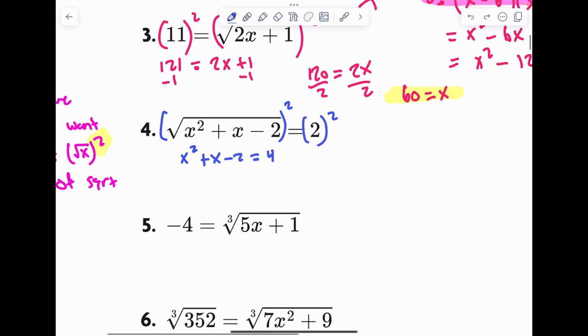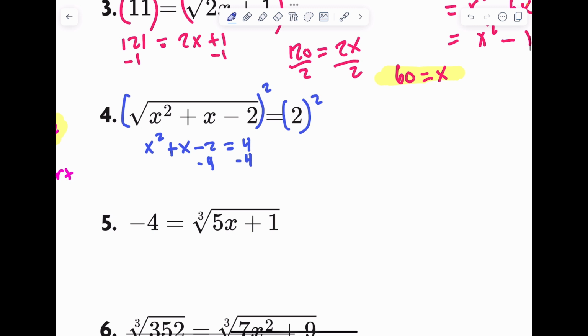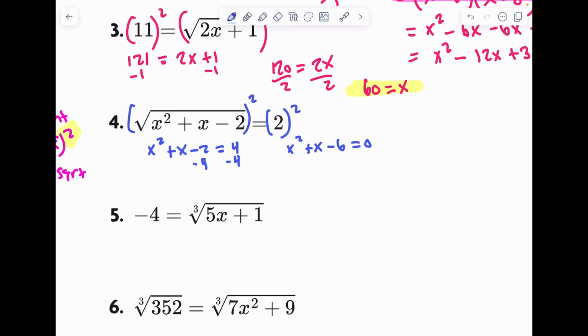So I'm going to go ahead and subtract 4. I want to move everything to one side, right? Minus 4. So I get that this becomes x squared plus x minus 2, negative 2, minus 4, right? So I have two bad guys, and I'm subtracting 4 good guys, right? So I'm going to get more negative 6 is equal to 0. Okay, negative 2 minus 4 is equal to negative 6.